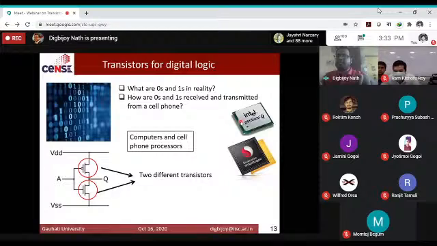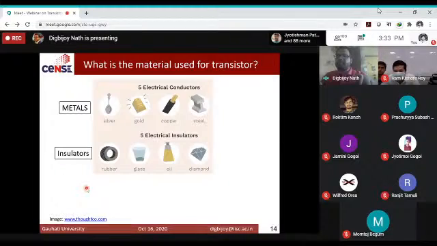Okay. Now, what is the material used for a transistor? I told you rubber, glass, wood, diamond, etc. The main difference between metals and insulators is that metals will always carry electricity when you apply voltage, and insulators can never carry electricity when you apply voltage.